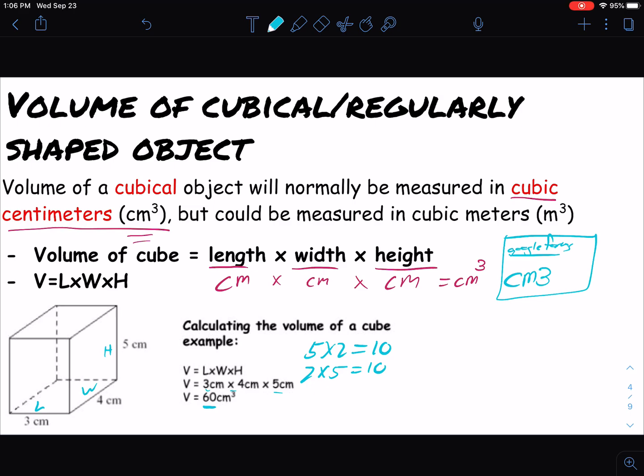Just make sure, again, you have the units centimeters cubed. 60 centimeters would be wrong. That would be a wrong answer. So anytime you have a cubical shaped object, it will be length times width times height.